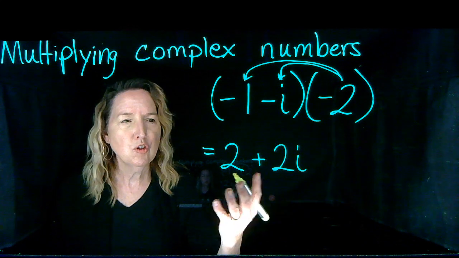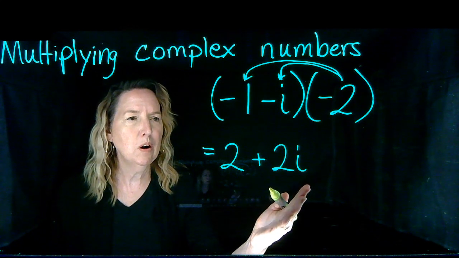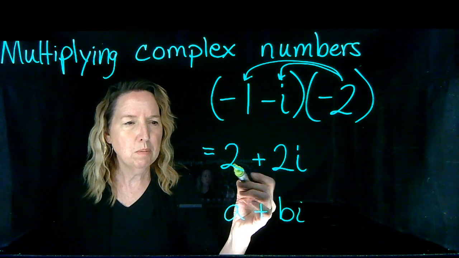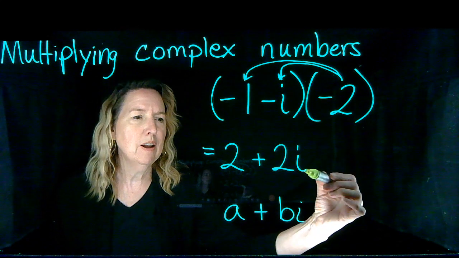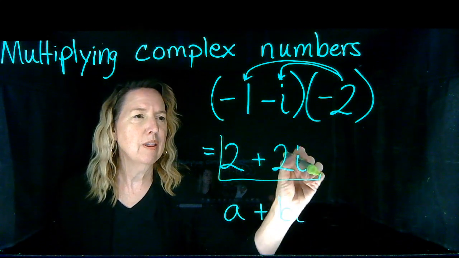And there we have it. There's nothing else to combine. These are unlike terms. We have the real part and the imaginary part, and it's in the correct form of having the real number by itself, and then the imaginary number next. So this is our answer for that one.